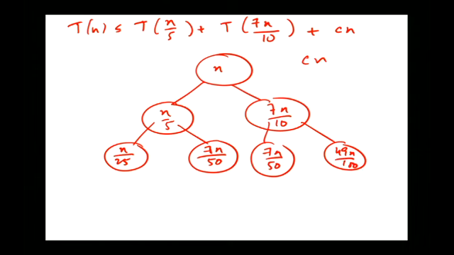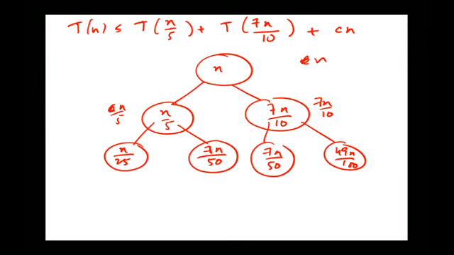What about the work here? Cn over 5. Can I ignore the c? Yes, c is 1 for simplicity, otherwise the c will be there, but I'll ignore the c for notational ease. So it is 7n over 10. Now we have to do our obvious thing: we have to add up all the work. It looks a little messy, so let's do it level by level, just to understand it.